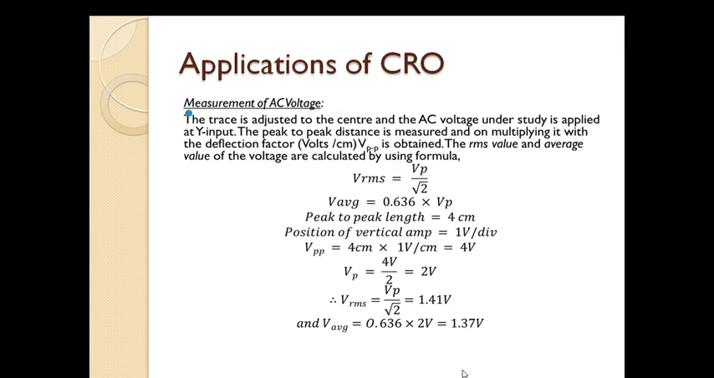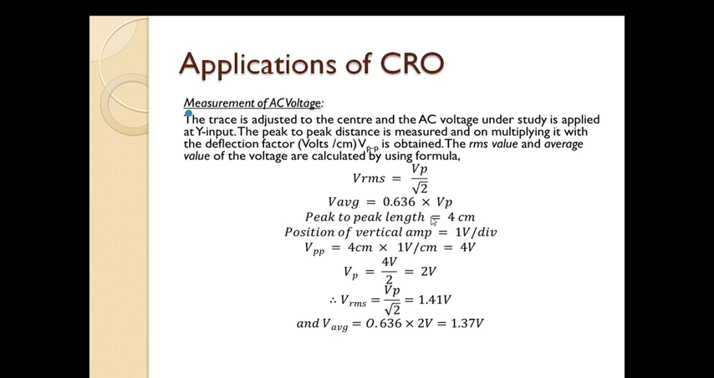Then for AC voltage, obviously there will be a vertical line because the alternating voltage will make the electron go up and down. Again, we have to find out the deflection, that is the peak to peak vertical distance of the display, and then multiply it with the position of the vertical amplifier, and that will give you nothing but the peak to peak voltage. Then for finding out the RMS value, we will divide the peak voltage by √2, and then for average we will multiply the peak voltage by 0.636.